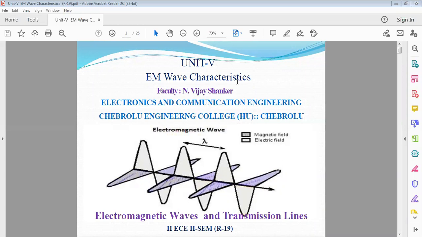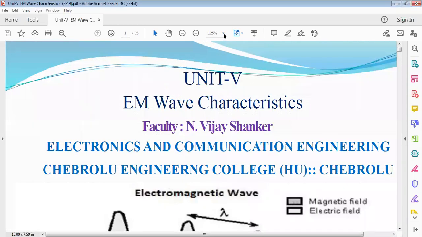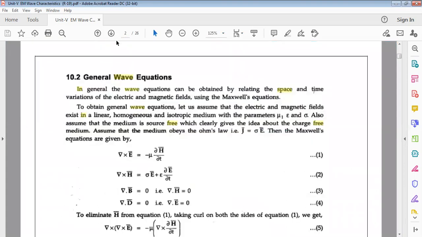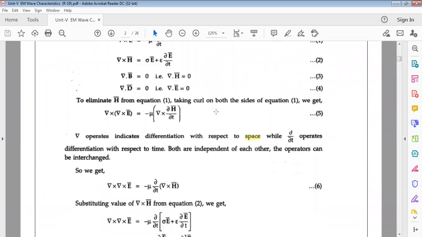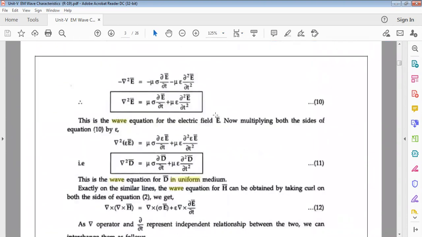Today, we are going to discuss another topic in electromagnetic wave characteristics, that is, uniform plane wave in free space. In yesterday's class, we derived the wave equations, the general equations for E bar, D bar, H bar, and B bar.